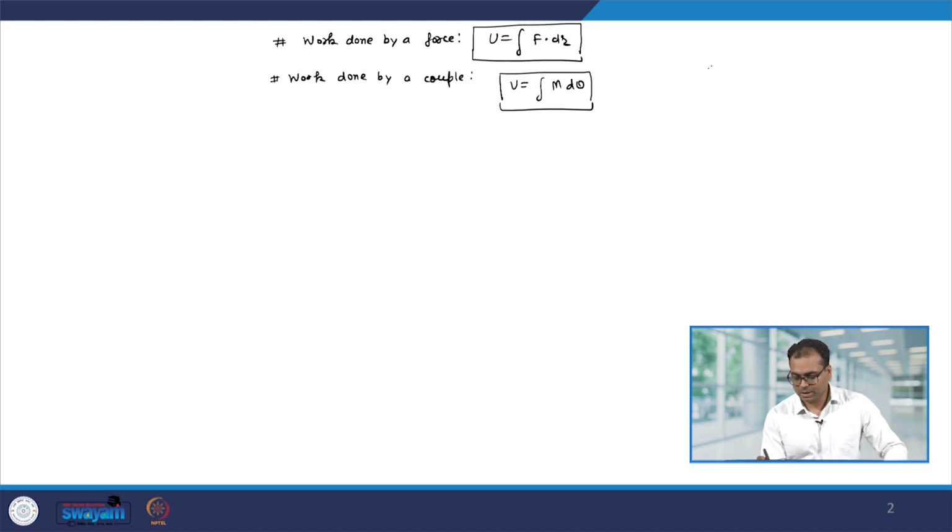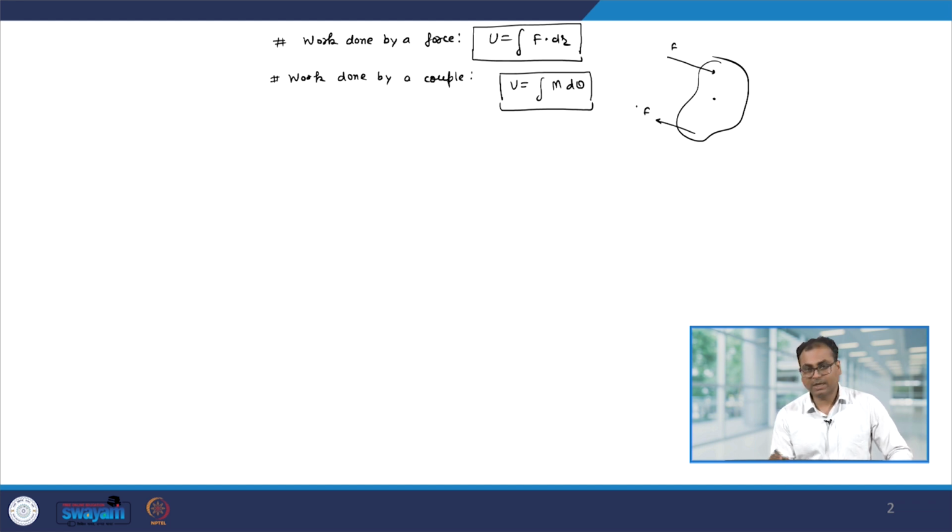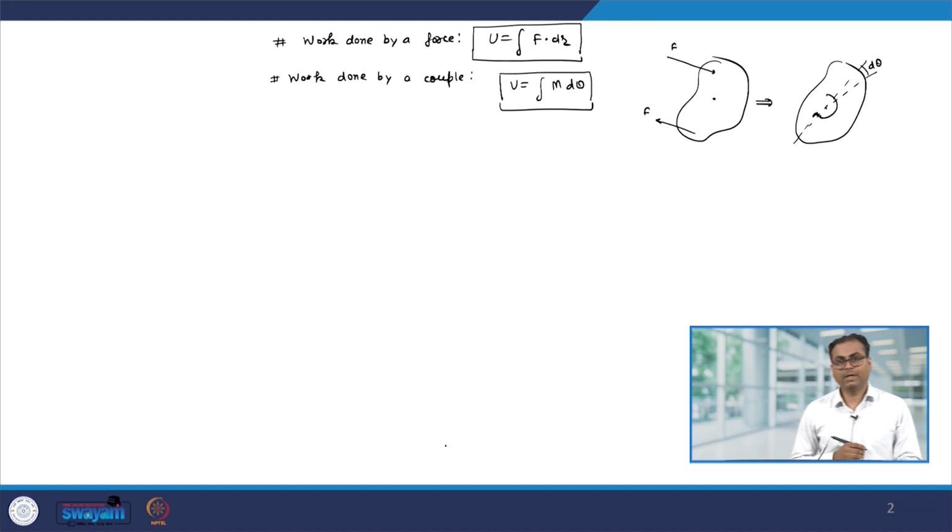So, the situation is, suppose I have a rigid body and on this rigid body a couple is acting. So, we have two equal and opposite forces F and minus F, that will give you the couple, and because of that this rigid body is, let us say, rotating, and it rotates by an angle d theta, then U will be integral M d theta.